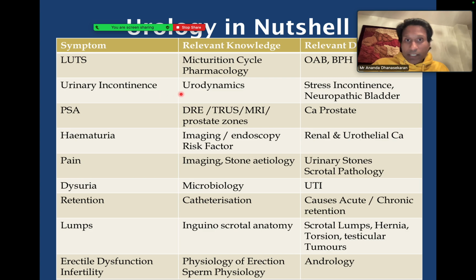Urinary incontinence means you can know about urodynamics, and that brings out diagnoses like stress incontinence and neuropathic bladder. If you read about PSA, a patient can present with increased PSA. That takes you to knowledge about digital rectal examination, TRUS biopsies, MRI scans, various prostate zones, etc., which leads you to the diagnosis of prostate cancer.